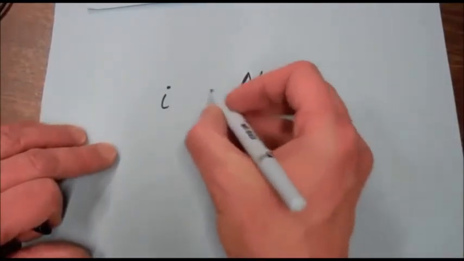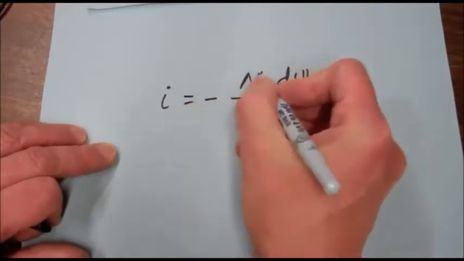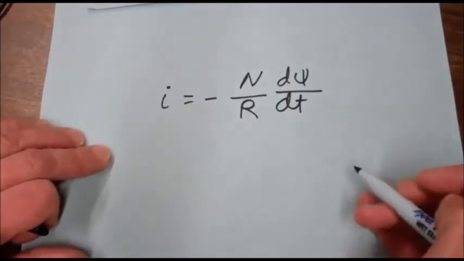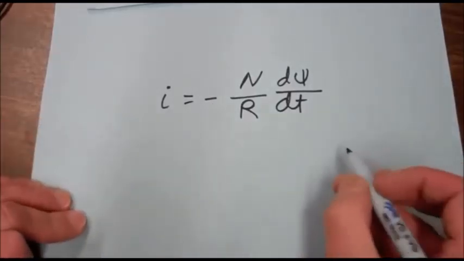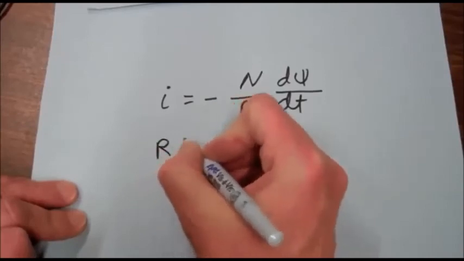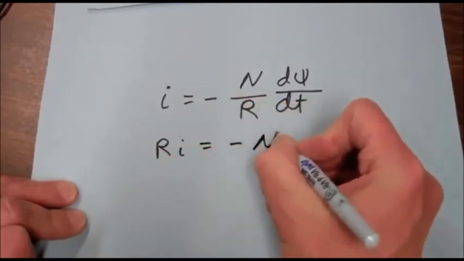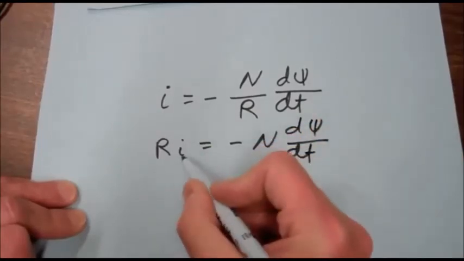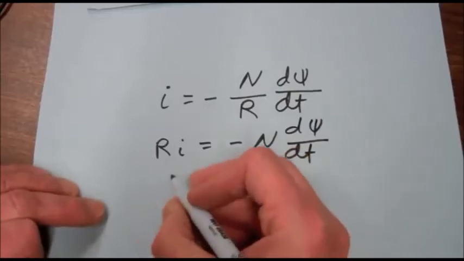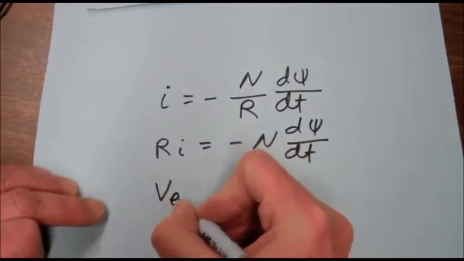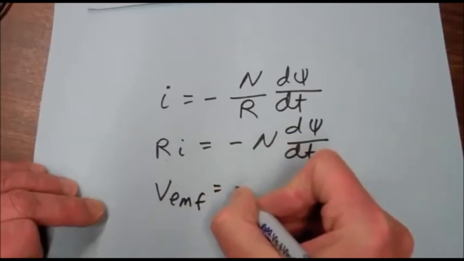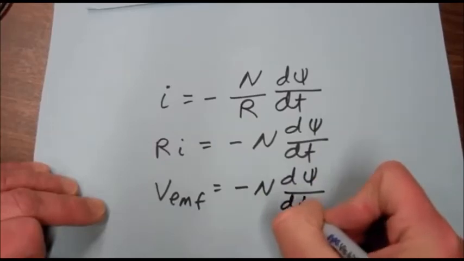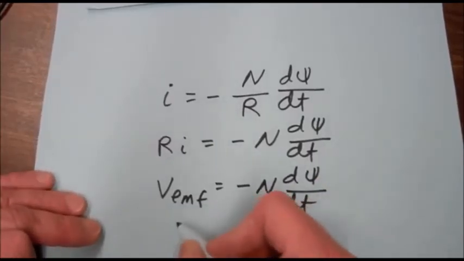Now, this equation is usually written as I equals minus N over R dψ/dt, and we'll talk about the significance of this minus sign in a future video on Lenz's law. So now if we multiply both sides of the equation by R, we get RI equals minus N dψ/dt, and resistance times a current is a voltage or a potential. We call that the electromotive force. And so the electromotive force is equal to minus N dψ/dt, and this is known as Faraday's law.